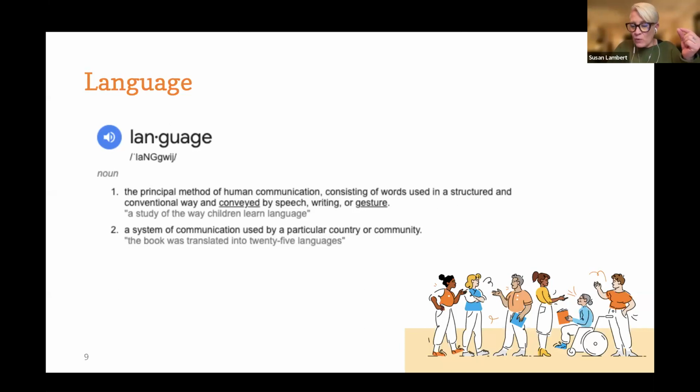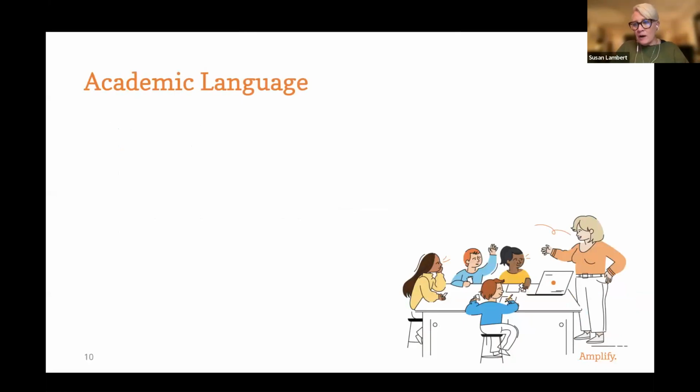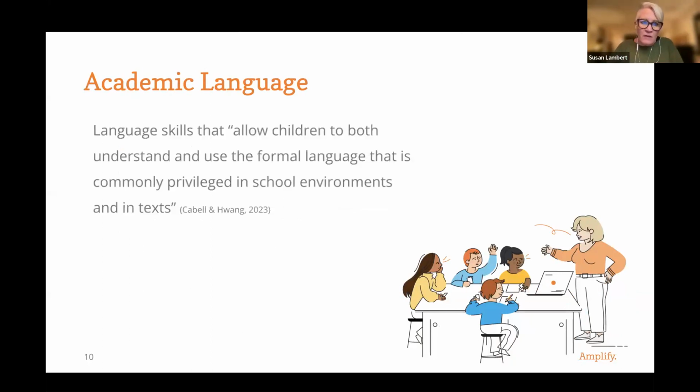Now you think about that, right? We use language all the time. Every single day in multiple ways. And when you start to think about what that language looks like in the classroom, we talk about the importance of academic language, which is where we're going today, is to help kids develop academic language. Well, what is that? Well, academic language are those skills. It's the skills that allow children to understand and use that more formal language that we privilege in school environments and in texts. So academic language is the language of schooling that's critical for kids to gain new knowledge and impact their learning.